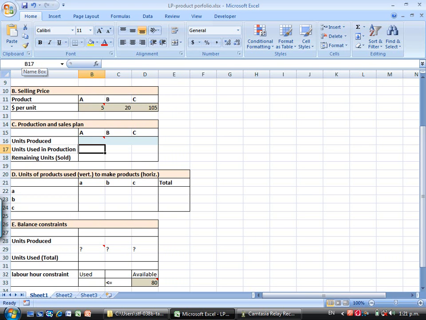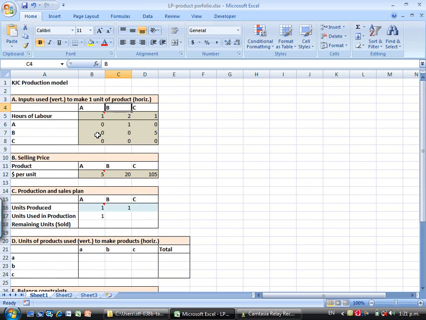Now the units used in production here, these cells. Now these are going to be the units, so say if we had produced 1 unit of A, and we use that unit of A in production, we could then produce 1 unit of B. And we know this because 1 unit of A is used to make 1 unit of B. So there's 1 unit of A as an input for 1 unit of B.